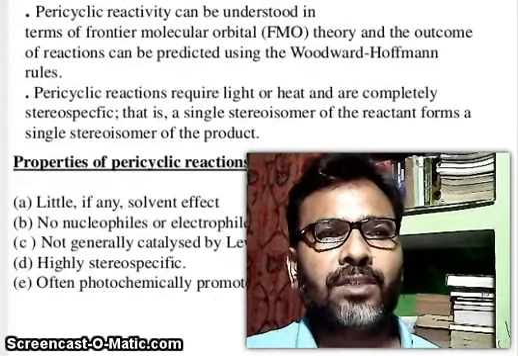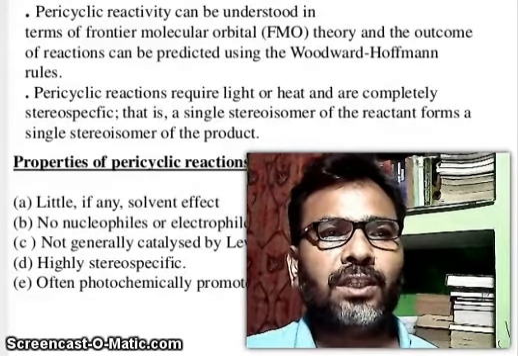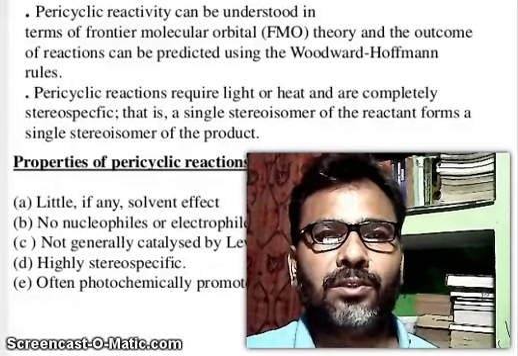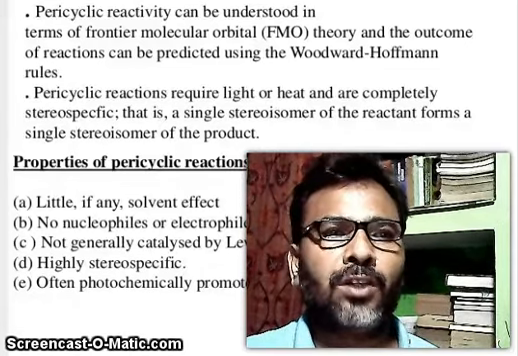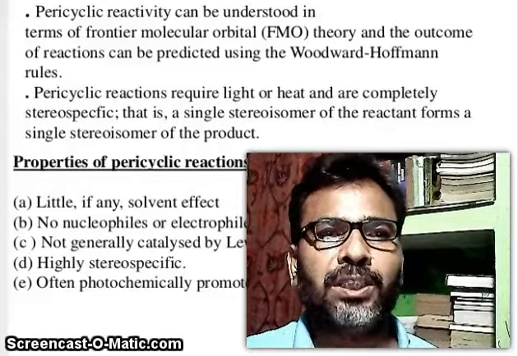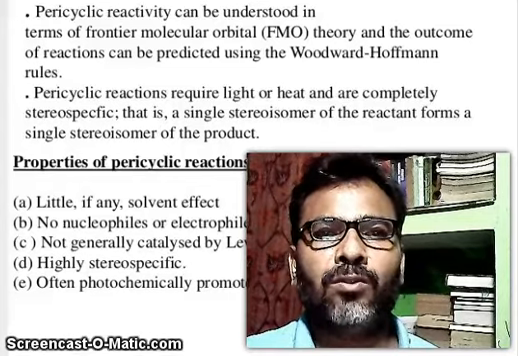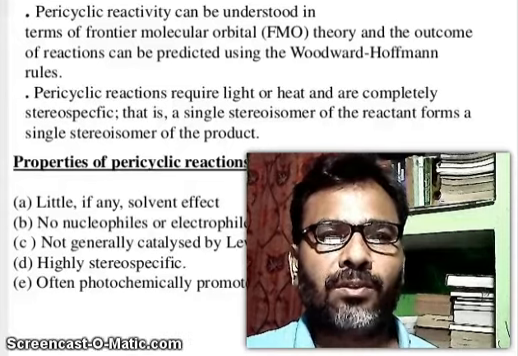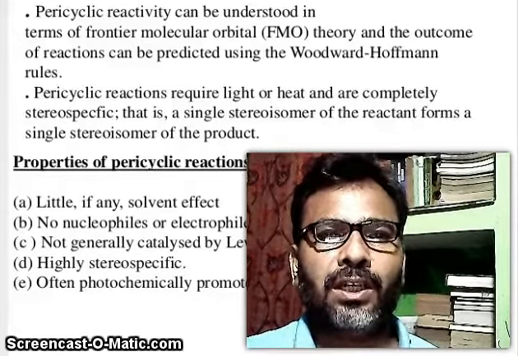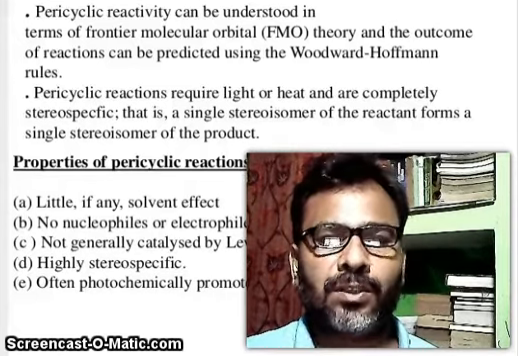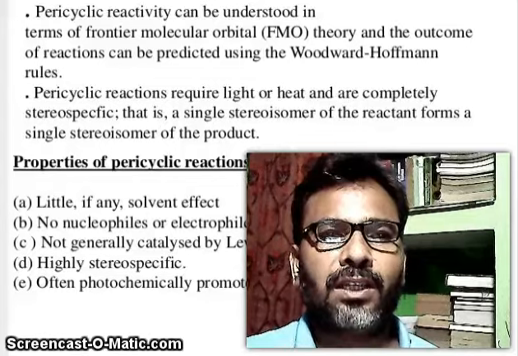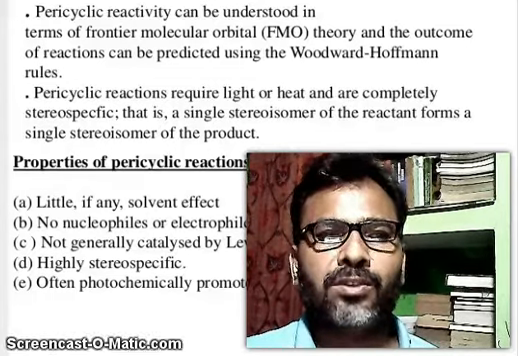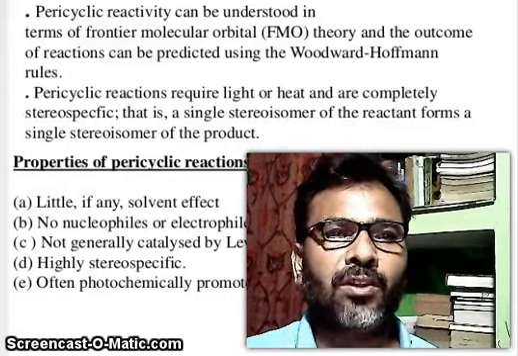Pericyclic reactivity can be understood in terms of frontier molecular orbital theory, and the outcome of reactions can be predicted using the Woodward-Hoffmann rules. Pericyclic reactions require light or heat and are completely stereospecific. That is, a single stereoisomer of the reactant forms a single stereoisomer of the product.